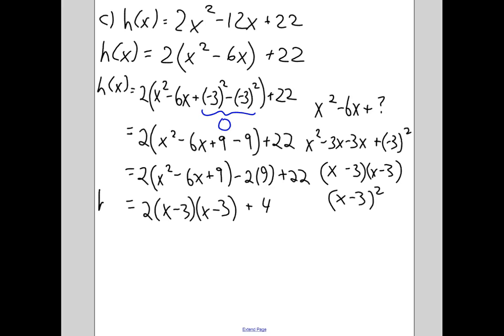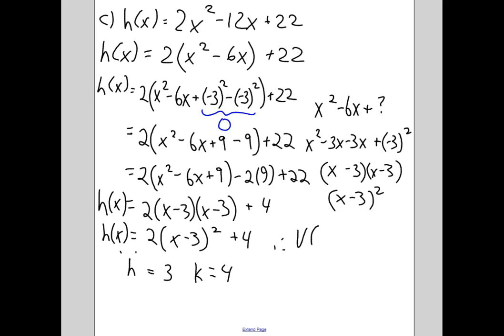So again, I state my h and my k values. H is +3, subtracting +3 from x, and k is, ahead of myself here, this is 2 times (x subtract 3) all squared plus 4. So therefore the constant h is 3 and k is 4, and so my vertex is 3, 4.